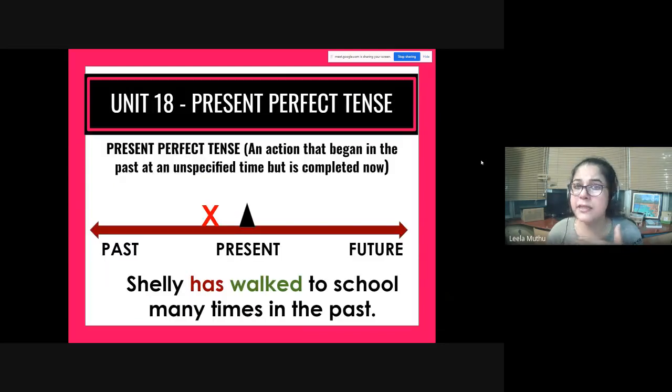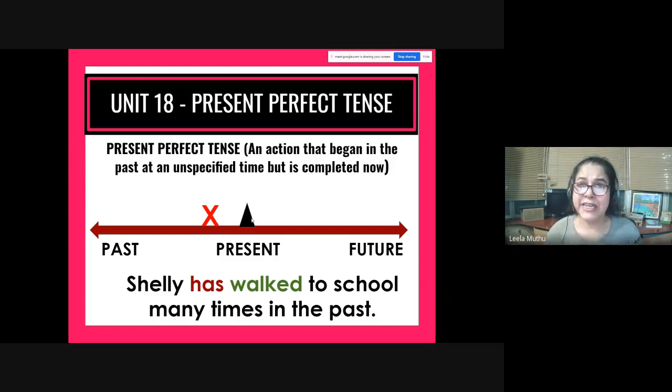So let's look at the timeline now. Let's go to the timeline right away. Okay, so an action that began in the past at some unspecified time, but it's not happening anymore. It's finished. It's over with. All right. So here is X. That's the action which has happened at some point in the past. We don't know when, but it's not happening right now in the present.